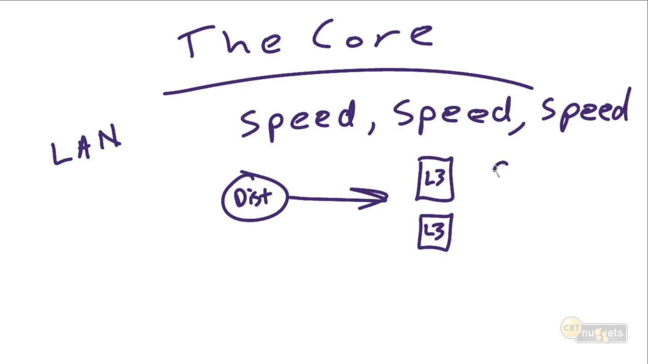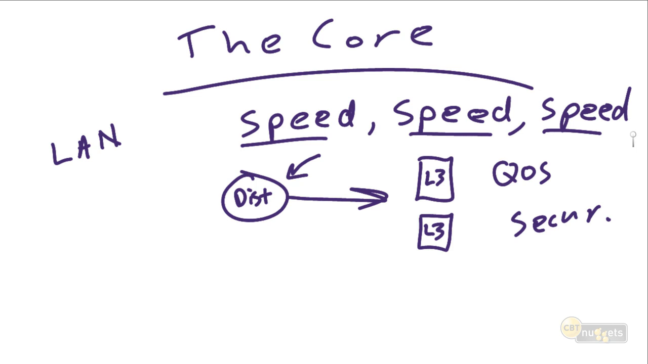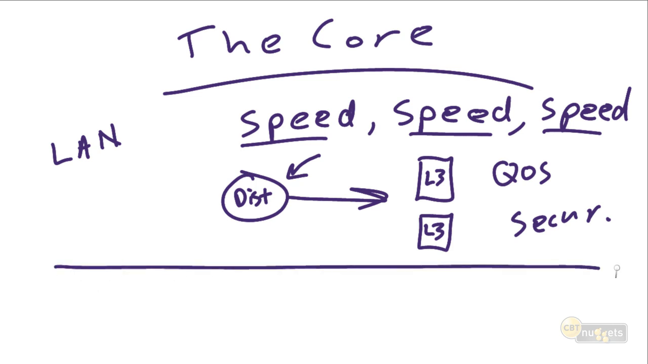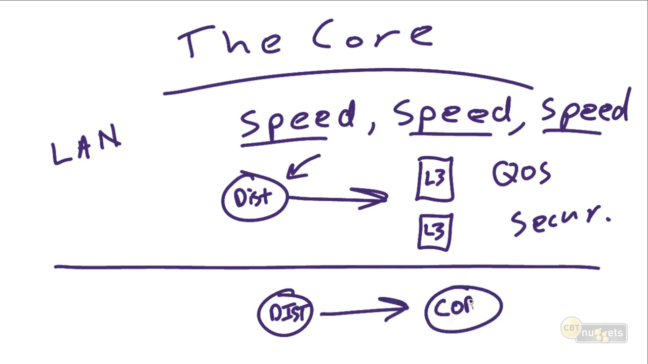We might do a little QoS, but that's about it. I mean, we don't want to do a lot of security in here. I mean, why do a bunch of security overhead in here if you've made sure the data is secured at the distribution layer? So in the core, we emphasize speed, speed, and more speed. In a hierarchical WAN, we had that distribution layer router. It's going to be feeding into a core router.